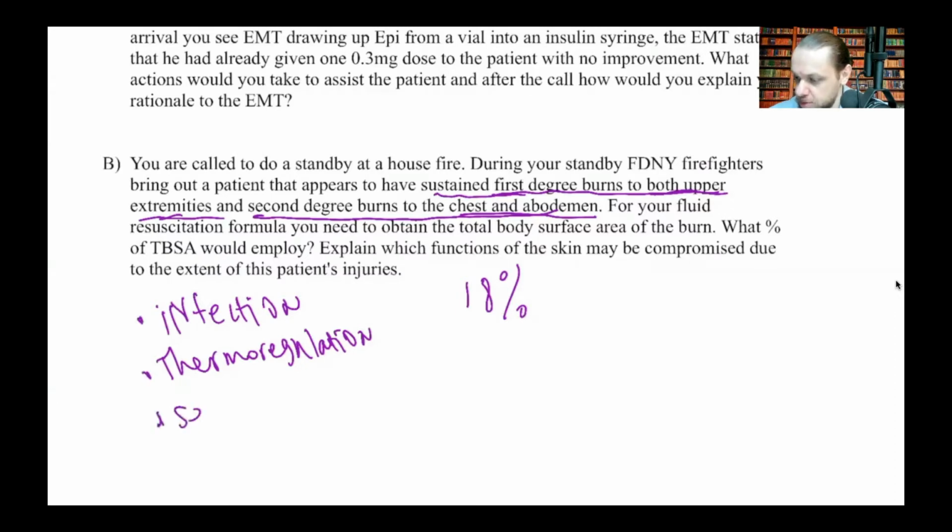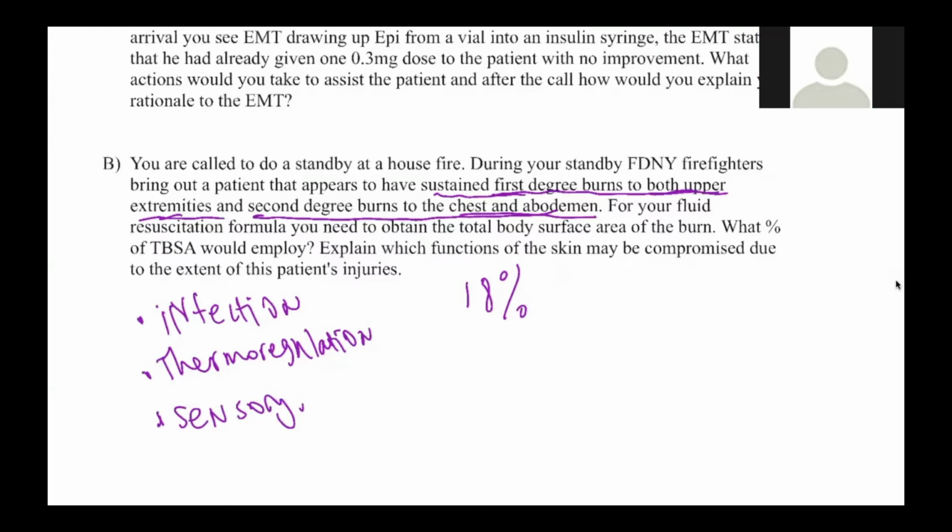Sensation may be lost, right? Sensory. So depending on how deep the burn is, if you remember your layering, right? Epidermis, dermis, then you go down to subcutaneous tissue, muscle, all the way down to the bone. So depending on where the burn is, how extensive the burn is, maybe they got to the point where the nerve bundles are affected. So sensory function can be affected.